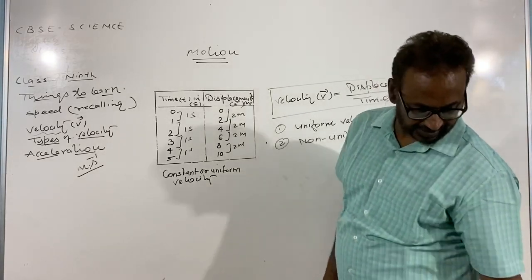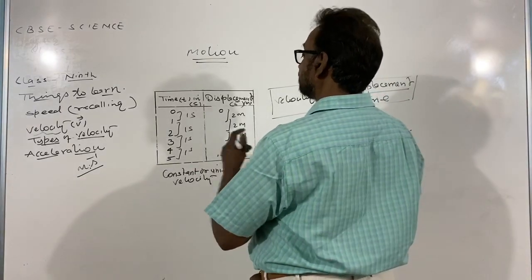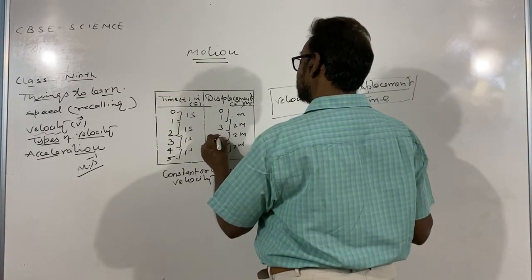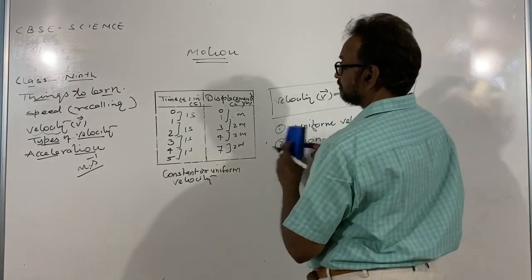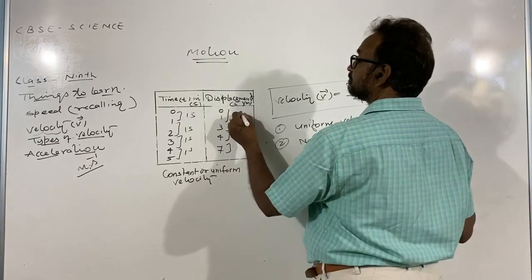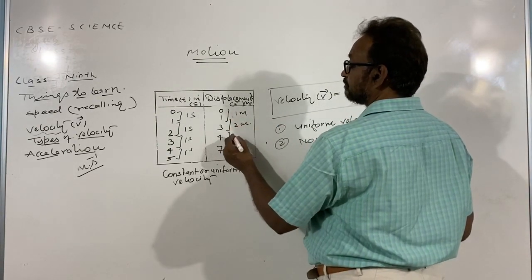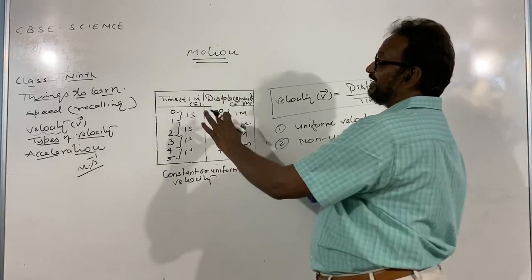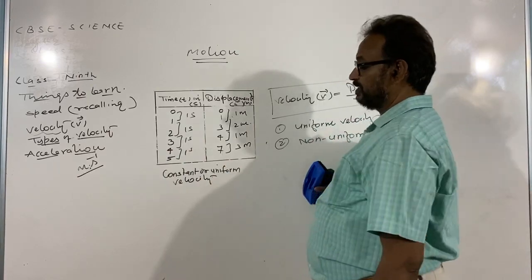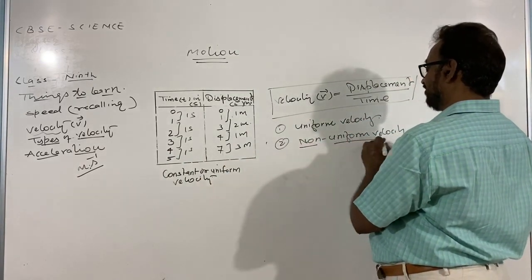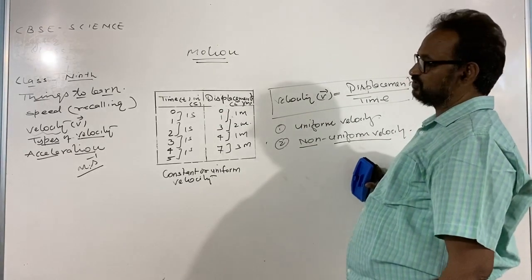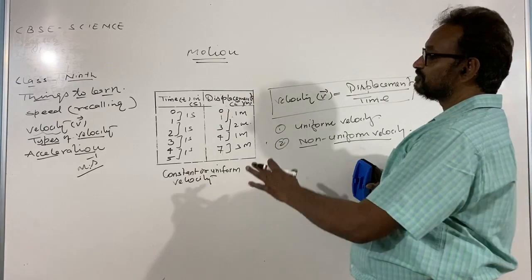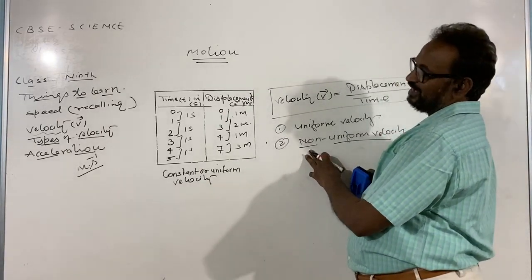On the other hand, if the displacement of the body changes in unequal amounts in equal interval of time, the velocity of the body is said to be non-uniform. अगर किसी बॉडी का डिस्प्लेसमेंट अनइक्वल अमाउंट्स में चेंज हो इक्वल इंटरवल ऑफ टाइम में, तो उसकी वेलोसिटी नॉन यूनिफॉर्म कहलाती है.